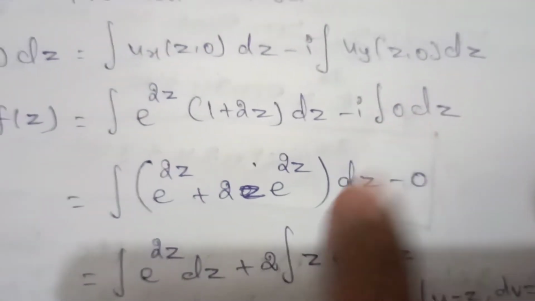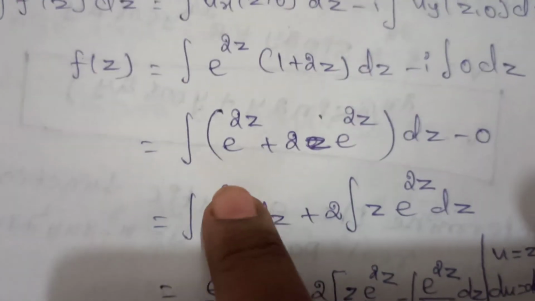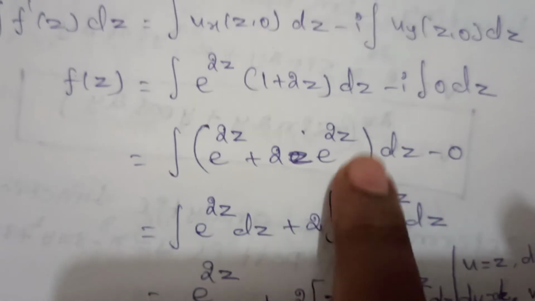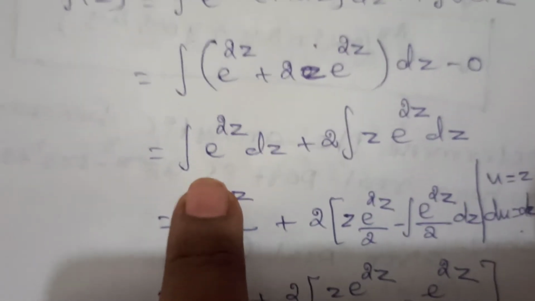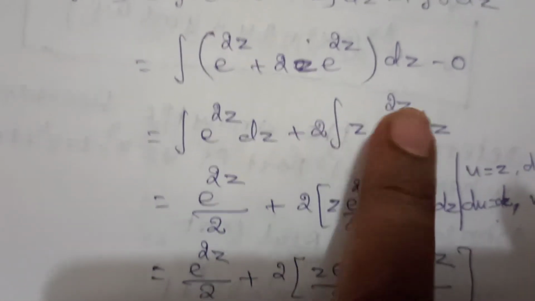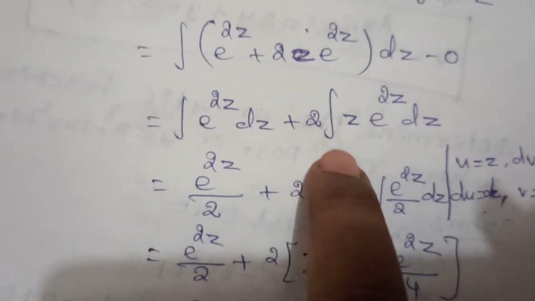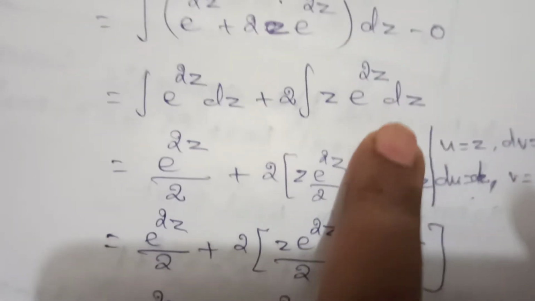This term cancels. Therefore the integration of e^(2z) multiplied inside: e^(2z) plus 2z into e^(2z) dz, minus 0. Next, to integrate this value: integration of e^(2z) dz plus, taking the constant 2 outside, 2 into the integration of z into e^(2z) dz.